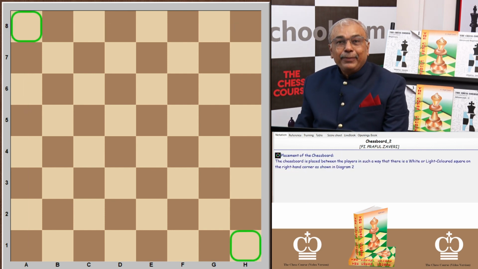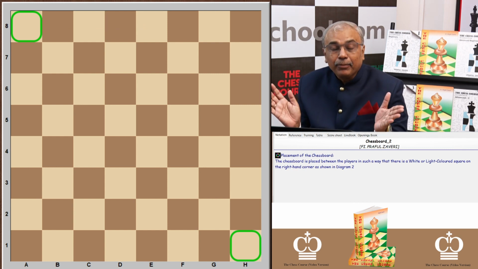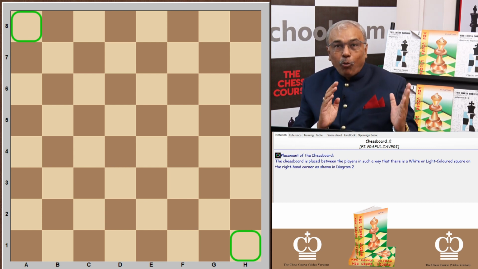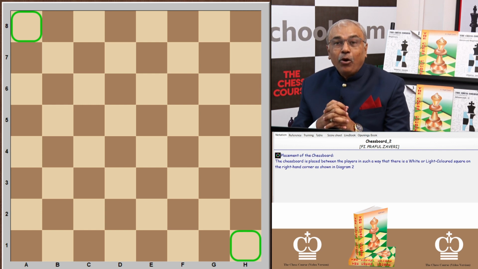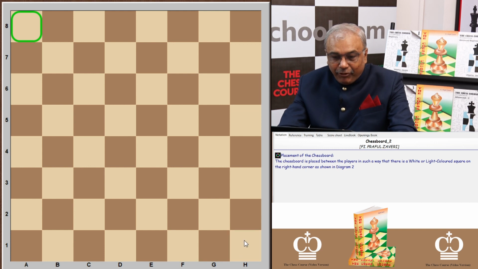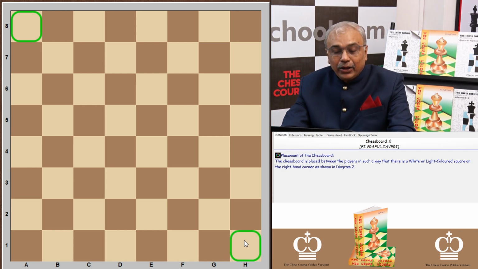The next part is the placement of the chessboard, or orientation of the chessboard. It is not placed at random. The board should be placed between two players in such a way that there is a white or light colored square on the right hand corner of a player. So let us see this again. Say for example, if a white player is sitting here, on his right hand, the board should be placed in such a way that there is a white color on the right hand corner. Similarly, automatically you will find that the player having black pieces will have white color on his right hand corner.